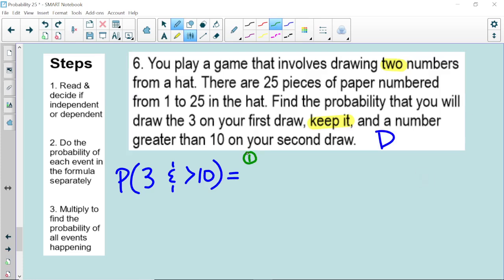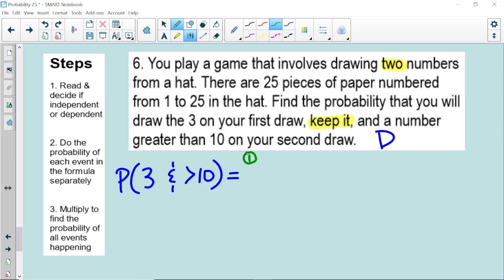Alright. Event number one. I got my hat with the papers in it. And Brenda's going to take out a 3. How many 3s are in that hat? Just one. Only one 3.